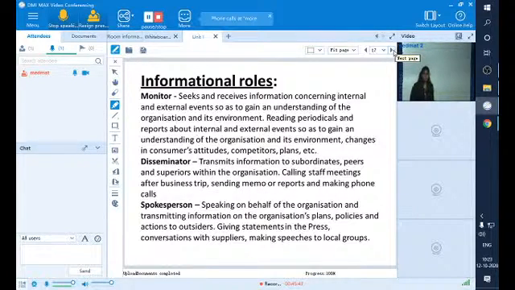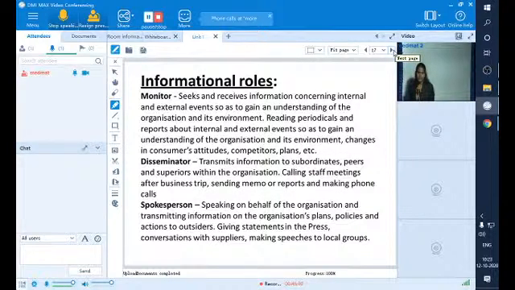Then the spokesperson, speaking on behalf of the organization and transmitting information on the organization's plans, policies and actions to outsiders. So, giving statements to the press, holding conversations with suppliers, making speeches to local groups. For example, the organization has a plan, and the spokesperson conveys it to the press, suppliers and legal groups. Okay, so that is the spokesperson role.